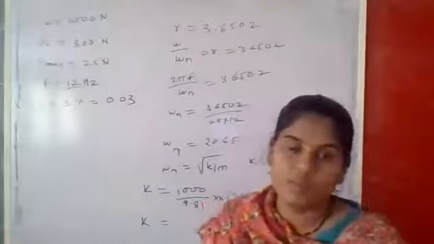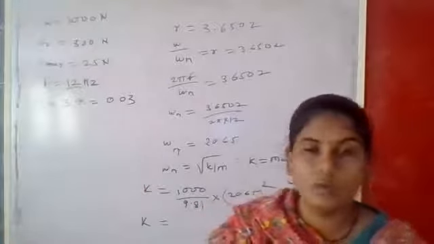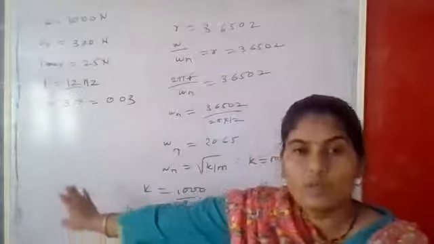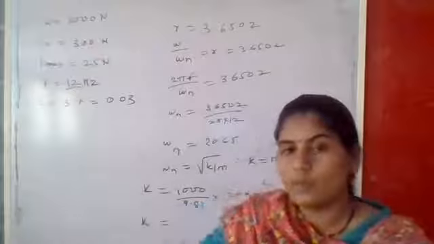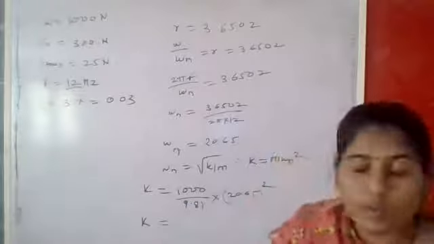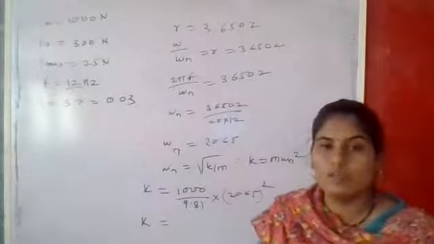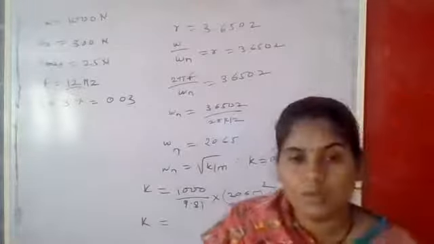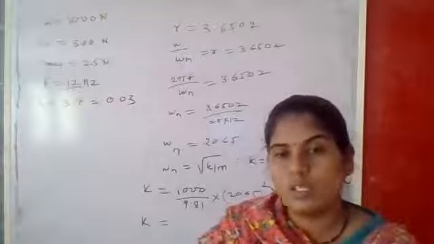From this we have to calculate the value of r first. r is nothing but the frequency ratio, omega to omega n. How did we calculate this? TR is equal to FT upon F naught, and what was our formula? That formula is the root of [1 plus (2 zeta r) whole square] divided by [(1 minus r square) whole square plus (2 zeta r) whole square].